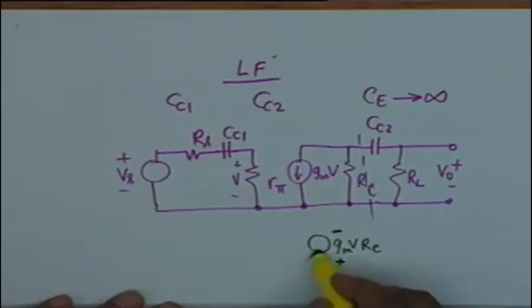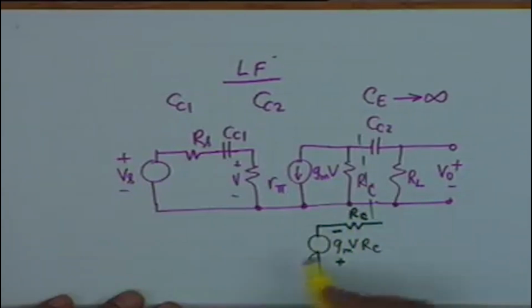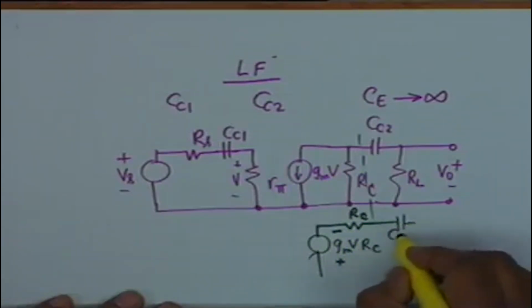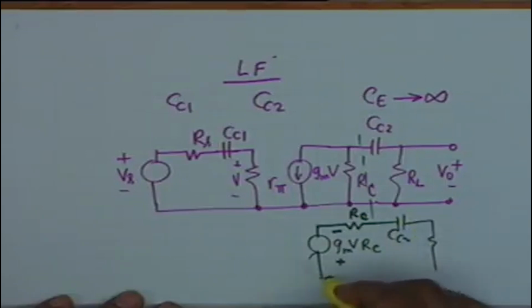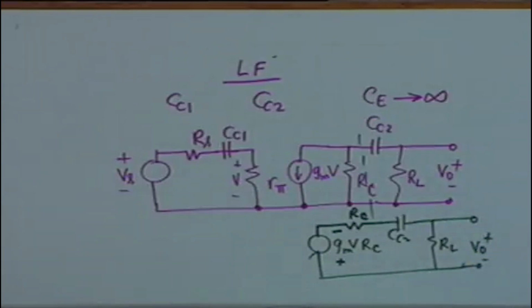Minus, plus. Then the Thevenin resistance is RC. Then we have CC2 and we have RL. The output circuit can be represented like this, and this is V0. All right. Let the input circuit remain as it is. We have to calculate the gain.